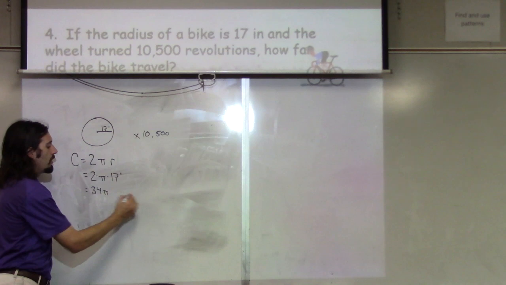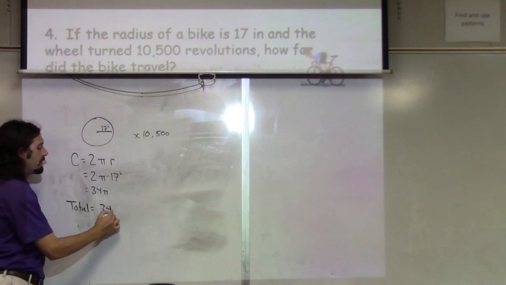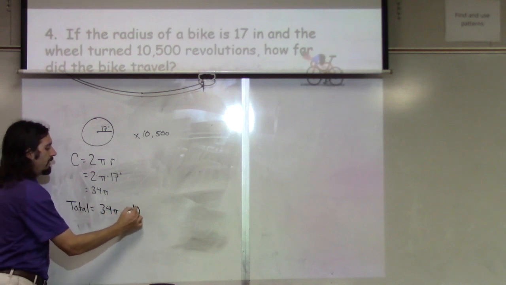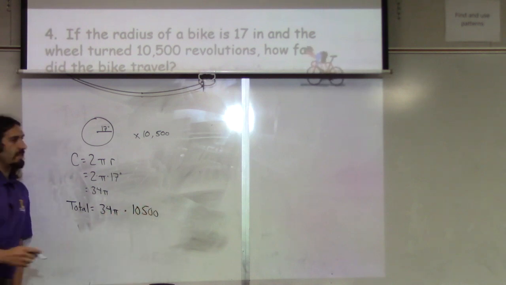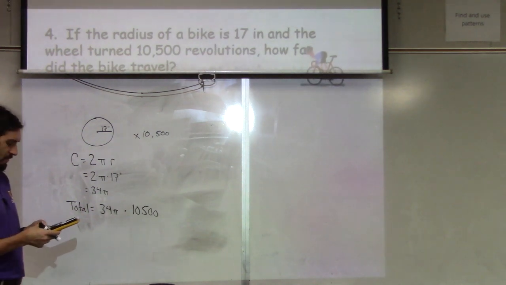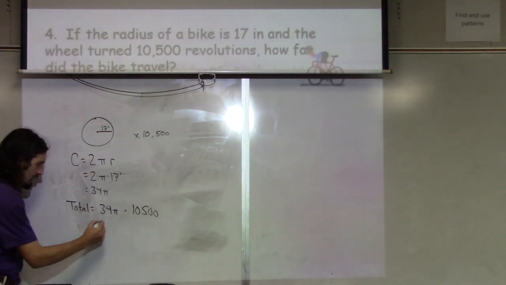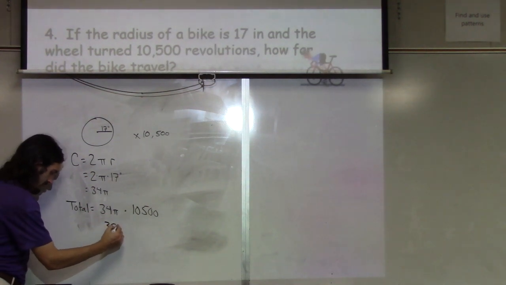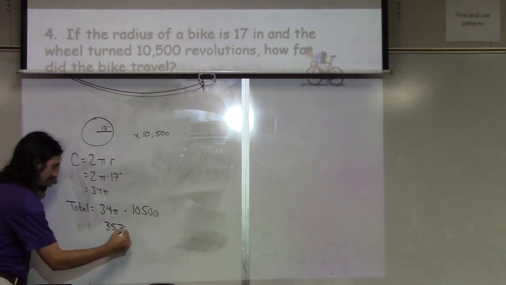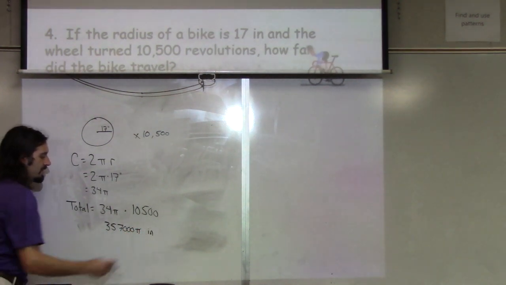So we know to get our total, we're going to have to take one revolution and times it by all 10,500. And so I can't do that in my head. So I'm going to come over here, grab one of the calculators. You can probably grab your phone for a second. I'm going to go 34 times 10,500. And we get 357,000 pi, and our units would still be inches, okay?